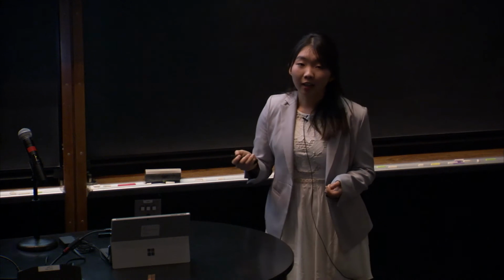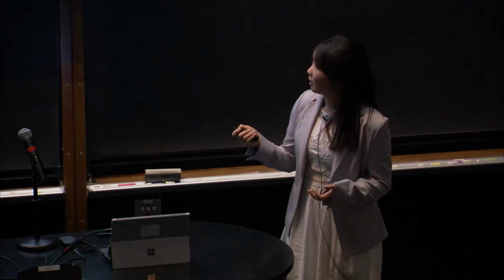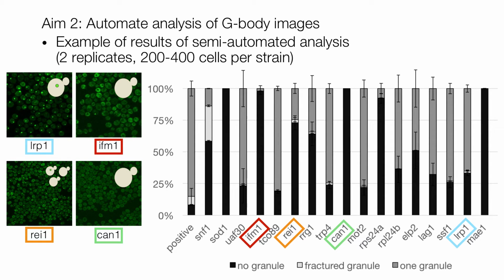So with this method, I came up with the numbers of each type of cell in each strain. And this is how I displayed the data for, this is 2 replicates. You can see these are stacked histograms where the bottom black is the percentage of cells with no granules. The middle light gray is the percentage of cells with fracturing, and then the top dark gray is the percentage of cells with 1 granule. So my controls are on the left here, so you can see the 1 granule control has mostly 1 granules, SNP1 has a lot of fracturing, and SOD1 has no granules.